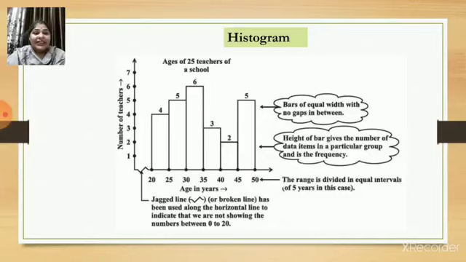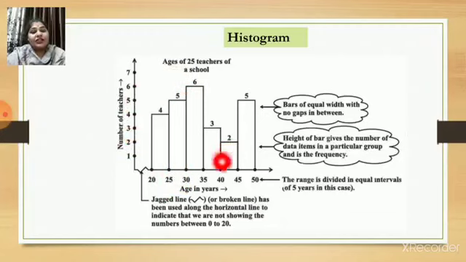So here age in years is given on the x-axis, and number of teachers is given on the y-axis. So this histogram depicts how many teachers are in which age group. So first group is 20 to 25. So there are 4 teachers whose age is 20 to 25. There are teachers whose age is 25 to 30.